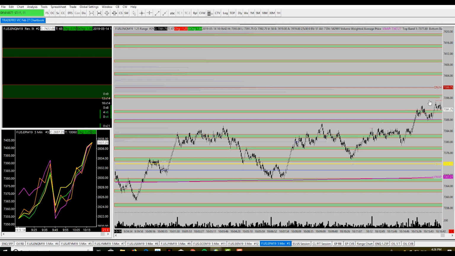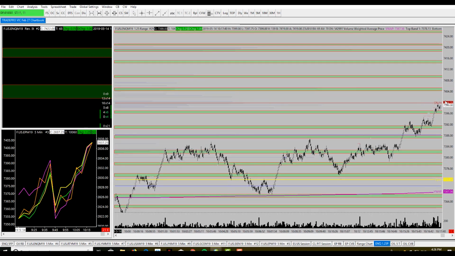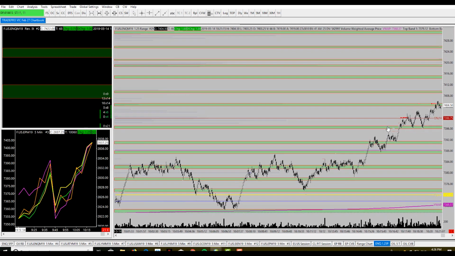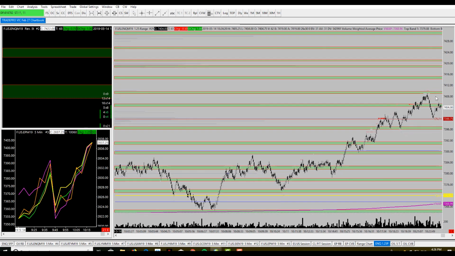Right here, all these red boxes, all these offers, continuation of the move higher. Now what we're looking for is a broken high again around this area, comes in consolidation, rebound, and all these offers continue moving higher, and so on and so on.